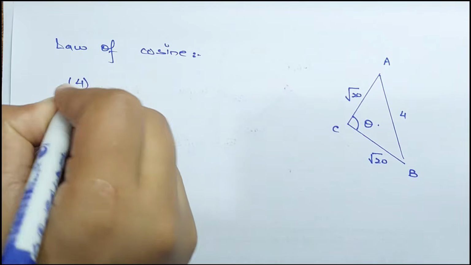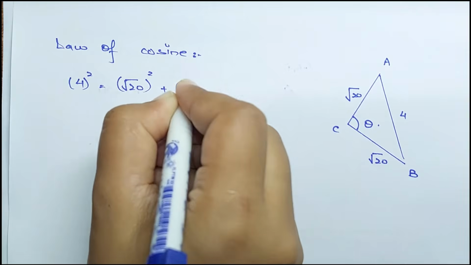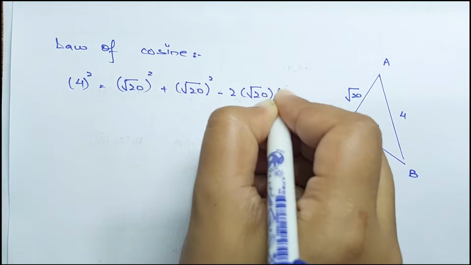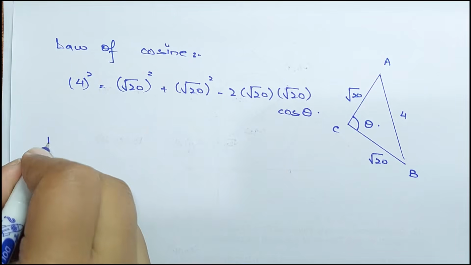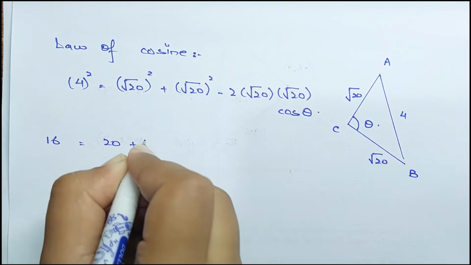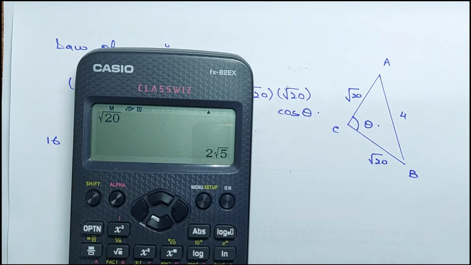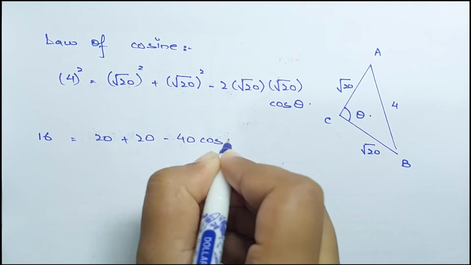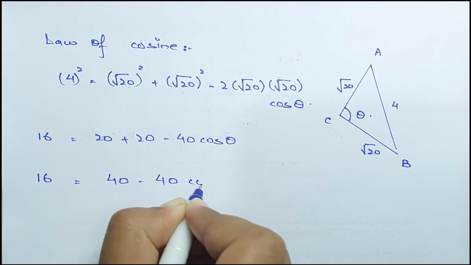We can take its square equals root 20 squared plus root 20 squared minus 2 times root 20 into root 20 and cos of that angle theta, right? This is 16 equals 20 plus 20 minus root 20 times root 20, this is just 20, and times by 2 is 40, minus 40 cos theta. 16 equals 40 minus 40 cos theta.